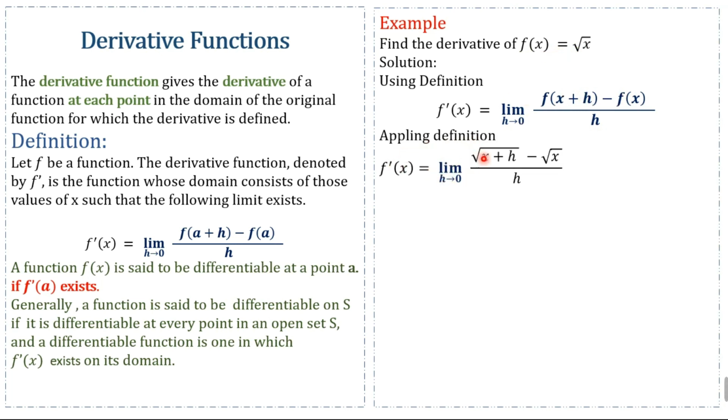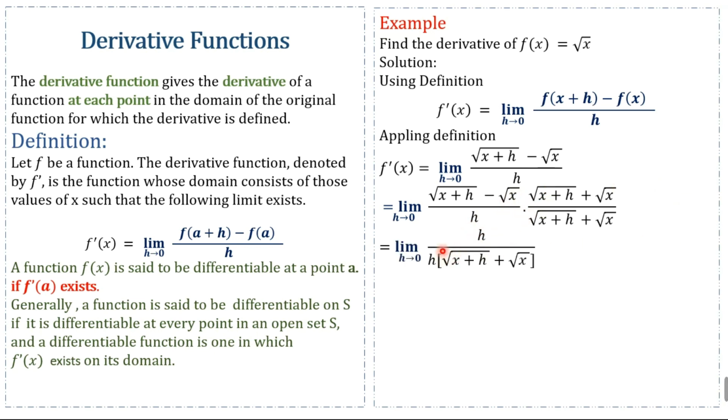After applying the definition, we have this expression, and we simplify it by multiplying the numerator with the conjugate, with the sign positive. Here we multiply and divide this expression by this term, and after simplification we get this one, and h will cancel out this h. Then we apply the limit as h approaches 0. This will be 0, and the square root of x plus the square root of x will be 2 square root of x.